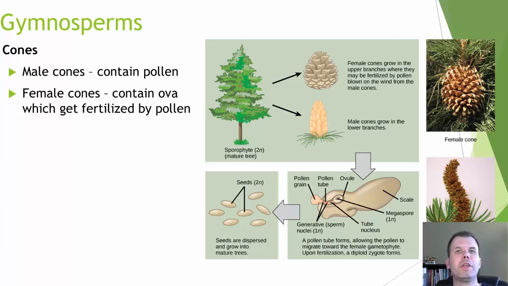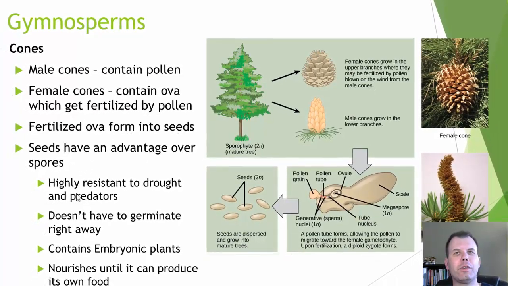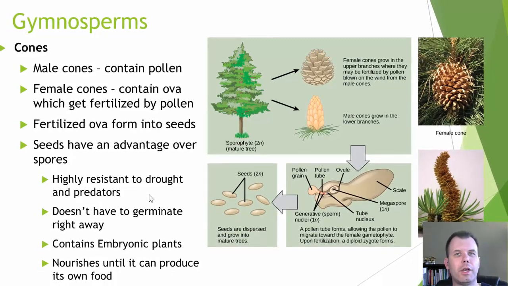Okay, so once it gets fertilized, they form seeds, and the seeds have an advantage over spores because they're highly resistant to drought and predators. Okay, they don't have to germinate right away, so there isn't a time limit. Spores need to basically germinate right away when they land. They need to start making new plants, find the water right away, where seeds you don't. You can have a pack of seeds for a year in your house and then go plant them and make new veggies and things like this.